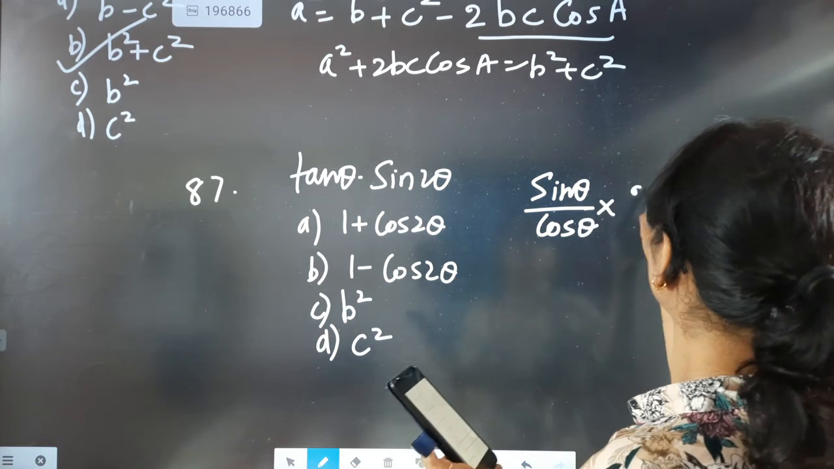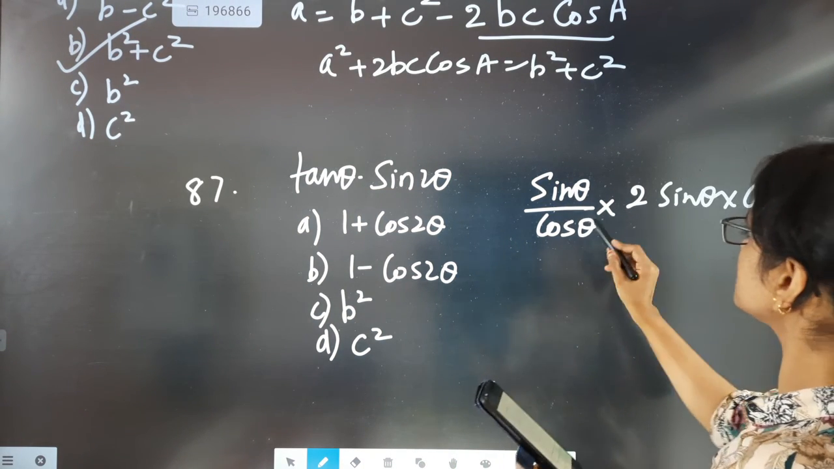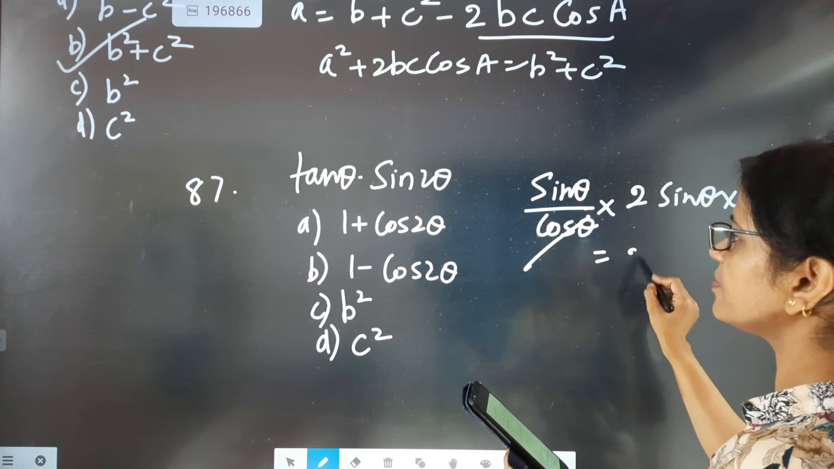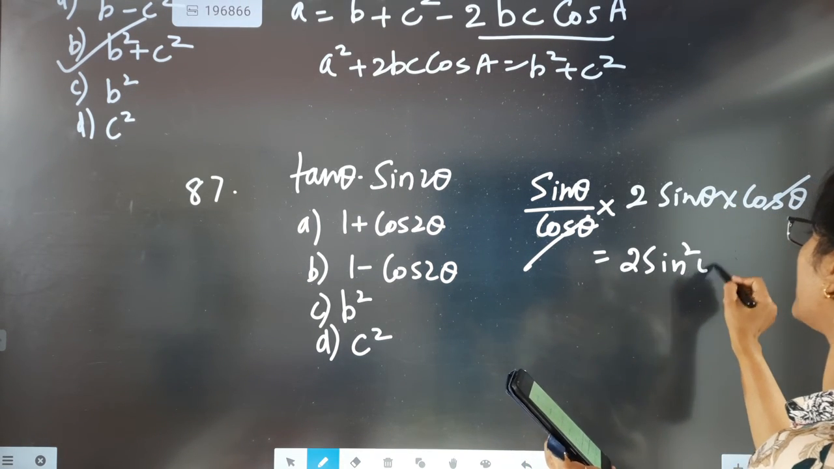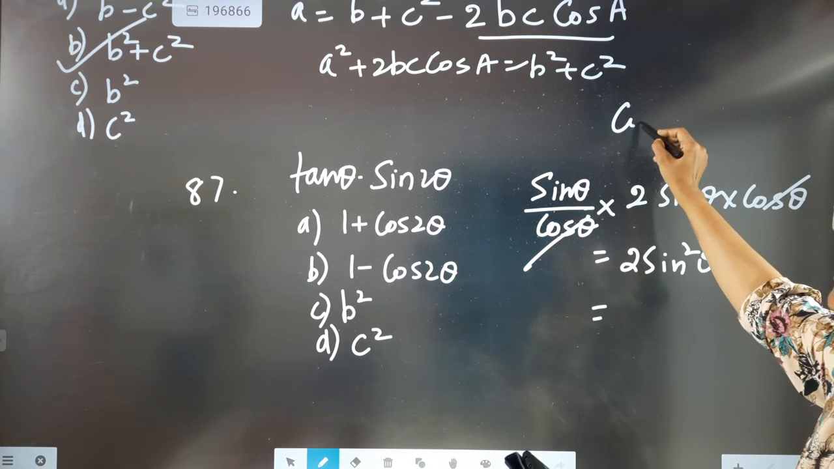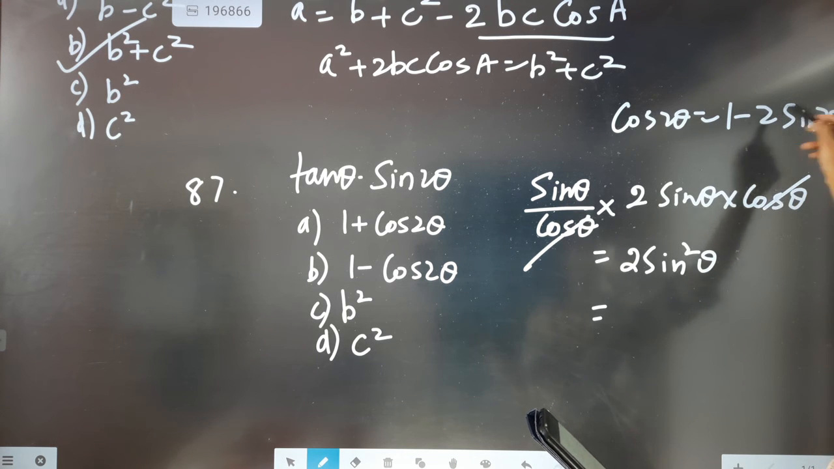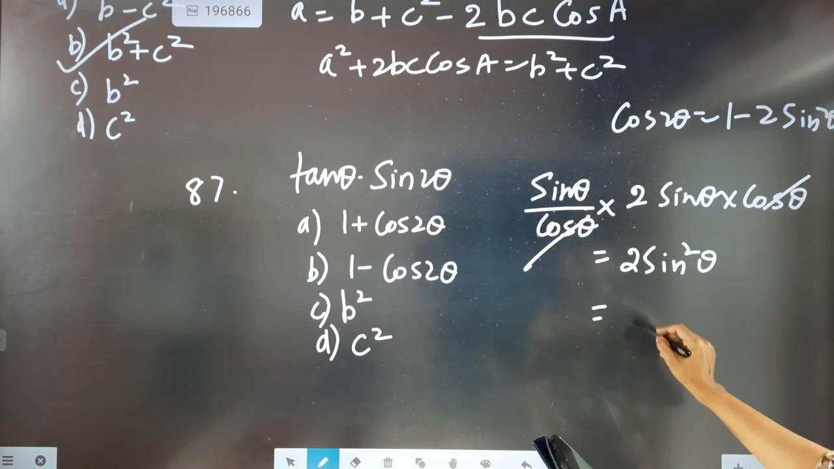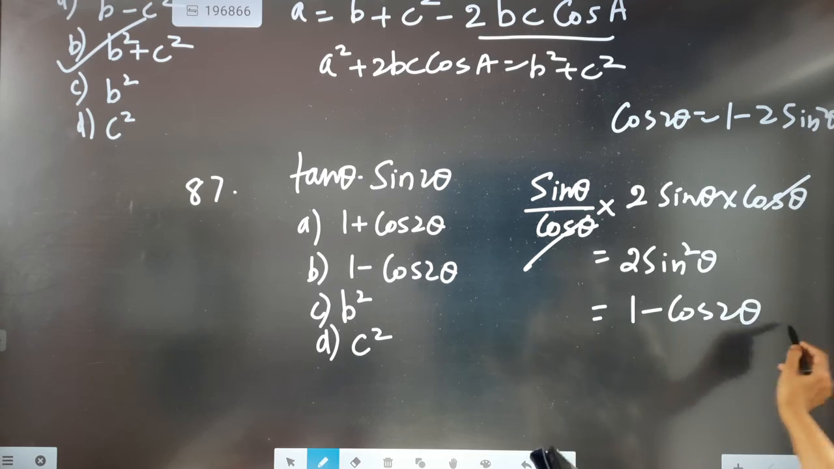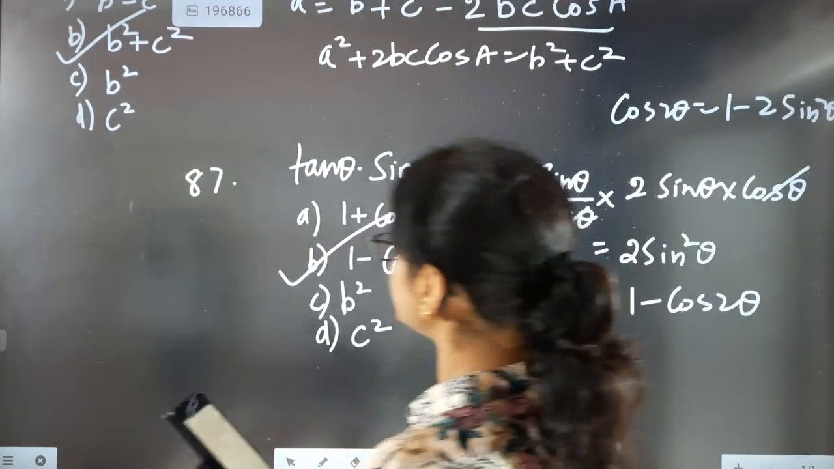Now sin 2 theta will become 2 sin theta into cos theta. So now cos theta cancels, it will become 2 sin square theta. So 2 sin square theta is nothing but, we know that cos 2 theta is 1 minus 2 sin square theta. So 2 sin square theta will be 1 minus cos 2 theta, formula wise. So 1 minus cos 2 theta, answer B will be the correct answer.